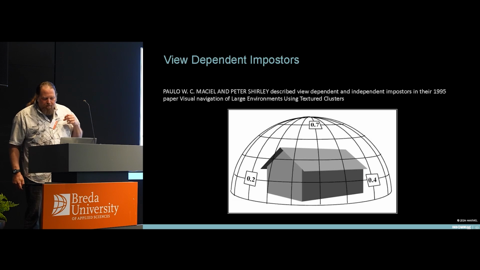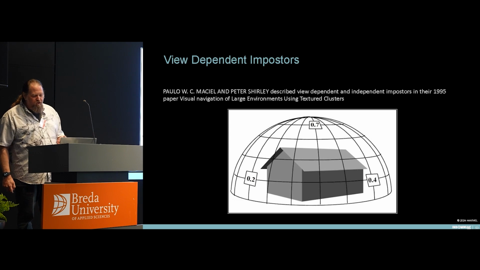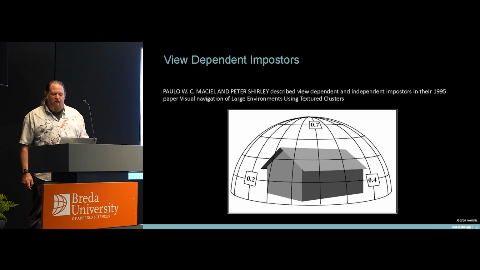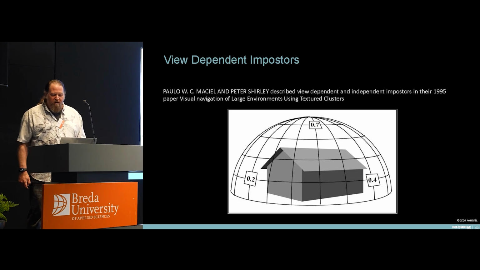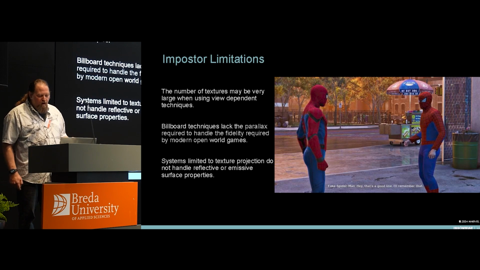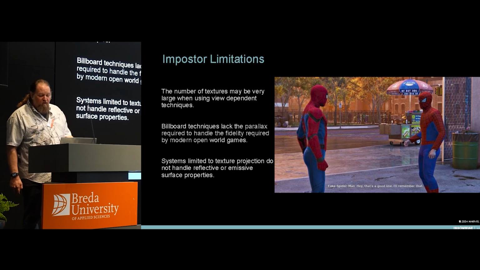For view-independent textures, the high-resolution asset is captured from several cameras arranged around a hemisphere. The texture projection is driven by selecting the best match relative to the viewing angle of the render camera. This results in many textures per imposter. The number of textures may be very large when using view-dependent or independent techniques.